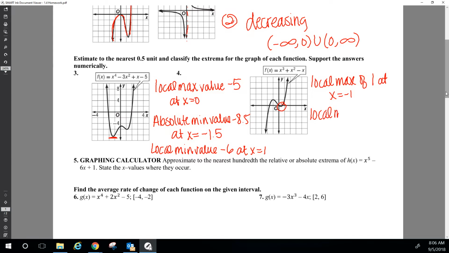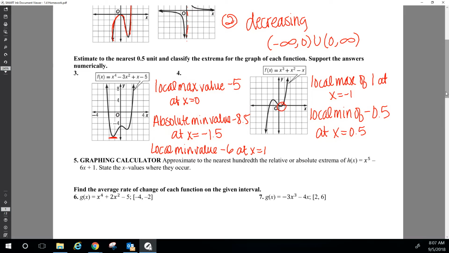And since we're supposed to round to the nearest half, let's just call that, it's below the x-axis, so I'm going to say of negative half. I think it's probably closer to 0, but that's kind of misleading. So local minimum of negative half at x equals positive half. You could argue that would be 0, because it is closer to 0.